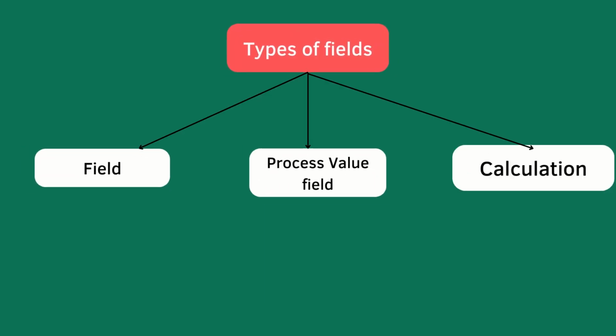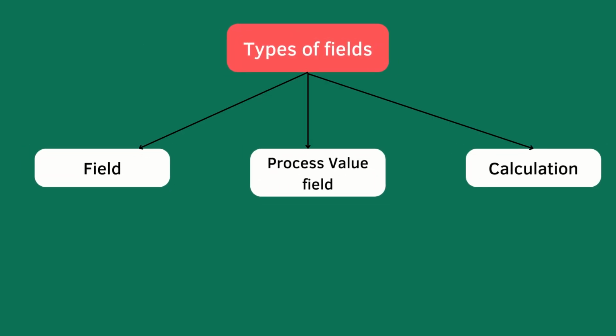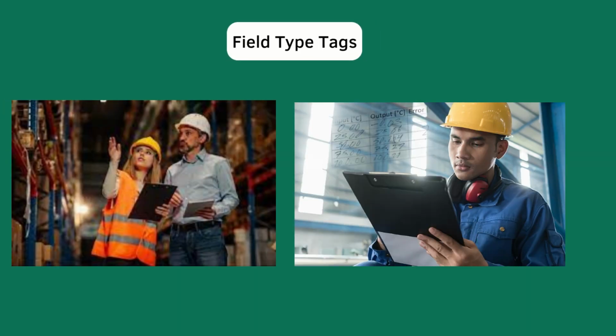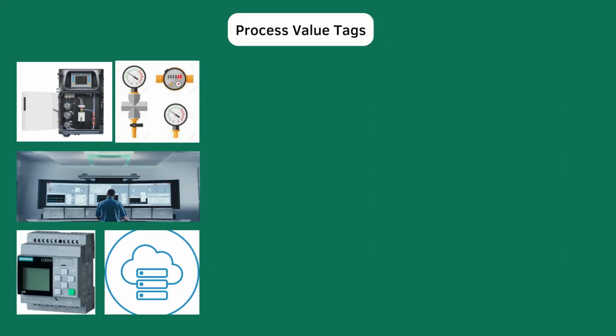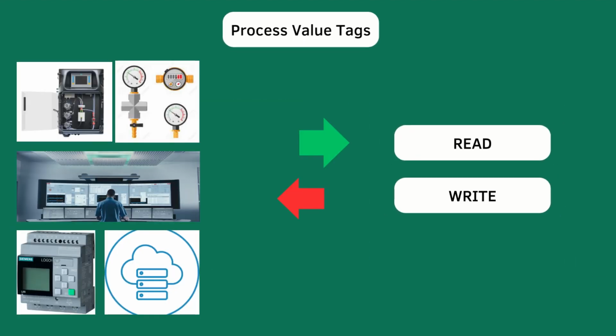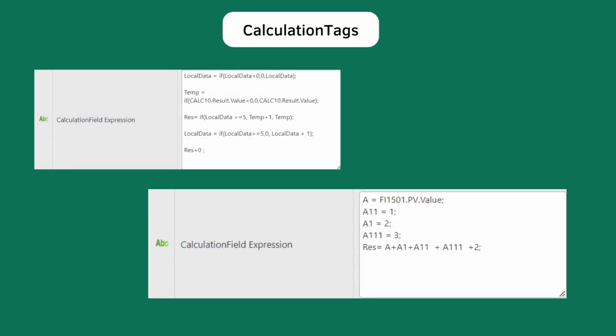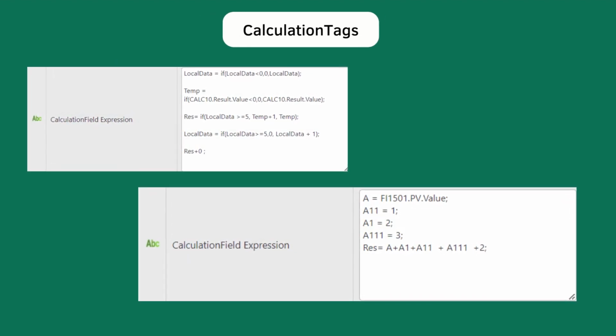There are mainly three types of fields: field, process value field, and calculation field. Field type tags are utilized for storing manually entered data. Process value fields are employed for reading and writing data with data sources. Calculation fields are used for storing data resulting from backend calculations.